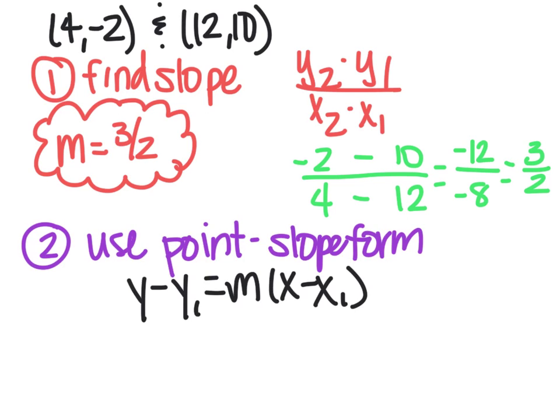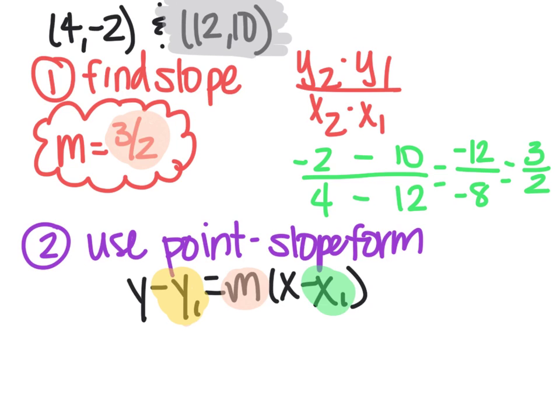Remember, my second step is to use point slope form, and that's y minus y1 equals m times x minus x1. So I've already figured out what m is. I know m is 3 over 2. And then to figure out x1 and y1, we're going to need to pick a point. So we have 2 points up there that we can choose from. It doesn't matter which one. So I'm going to go with (12, 10) because they are both positive. That's literally the only reason I'm picking this.